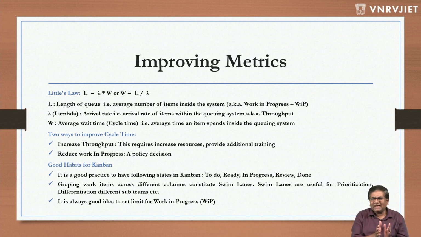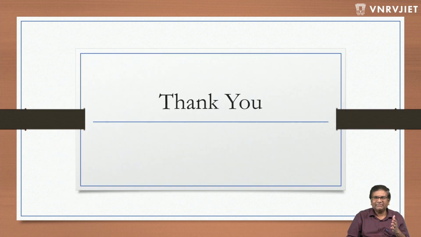So basically, Kanban in a nutshell is a very, very lightweight model of Scrum. You may or may not completely follow the practices of Scrum, but the idea is it's mostly used for maintenance purposes. So that's pretty much about Kanban. This completes the entire series of Agile, Scrum and Kanban.